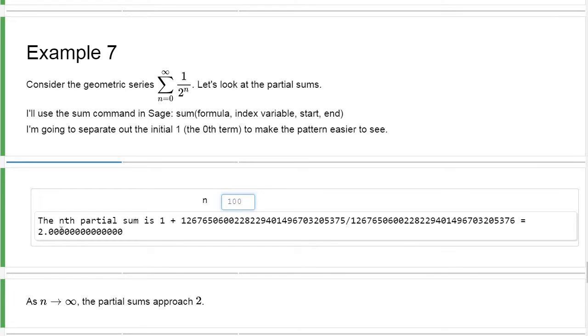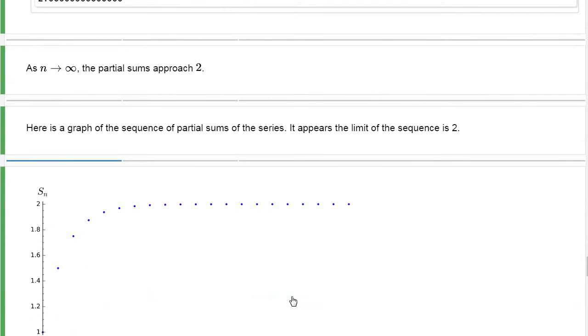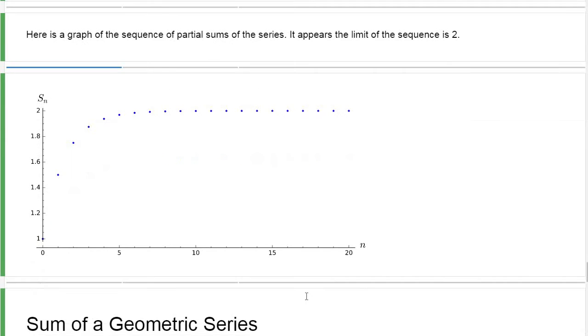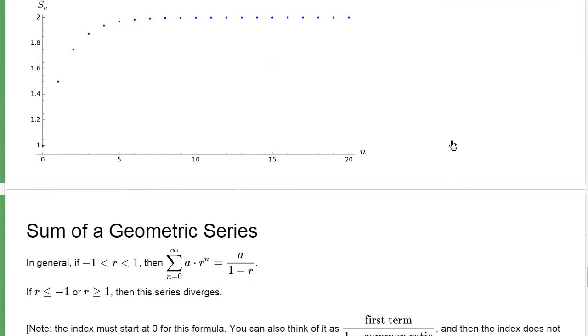But here, when n is 100, it's rounded to 2 already. So as n approaches infinity, this guy approaches 2. This series converges, and the answer is 2. The sum is 2. All right, here's the graph of the first 20 terms of this series, and it looks like 2 is where we're approaching.